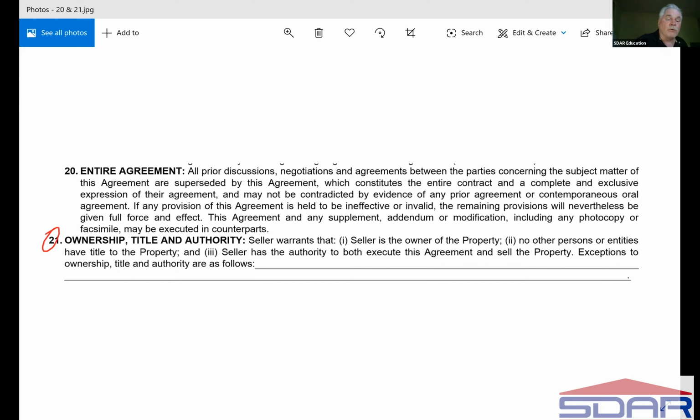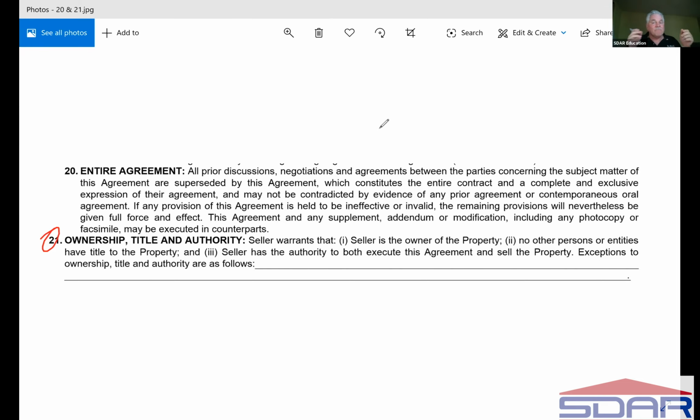In paragraph 21, we're going to talk about ownership, title, and authority. Ownership of property: we want to make sure that the person we are signing the listing agreement with is the legal owner of the property or has the authority to sign on behalf of the owner. Because remember, it flows downhill. Once we have the listing agreement, we put it in the multiple listing service, and there we have issued an unconditional offer of compensation.